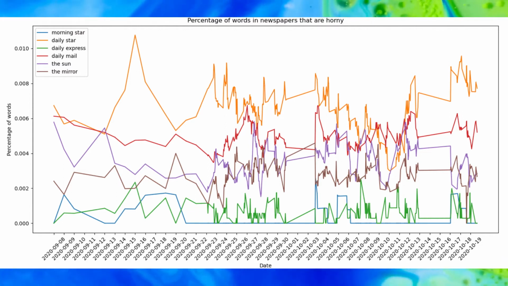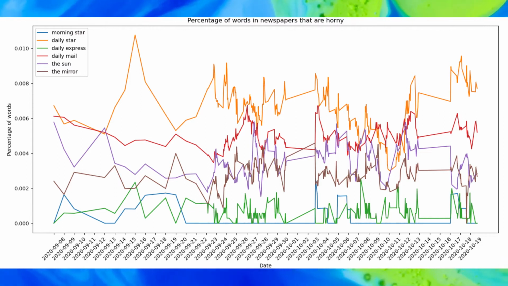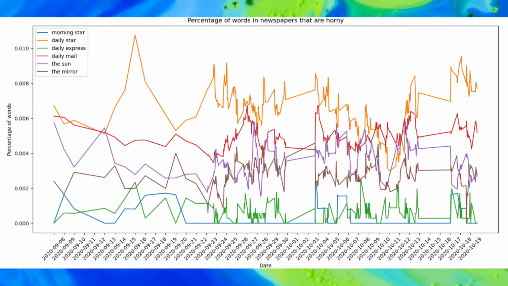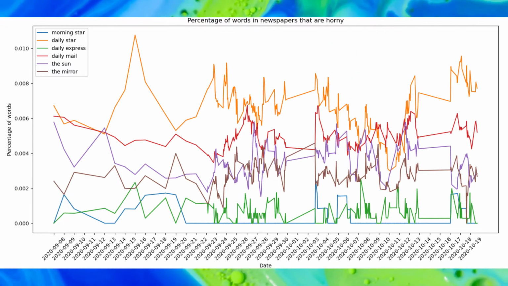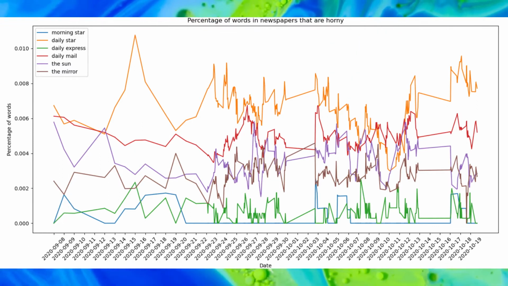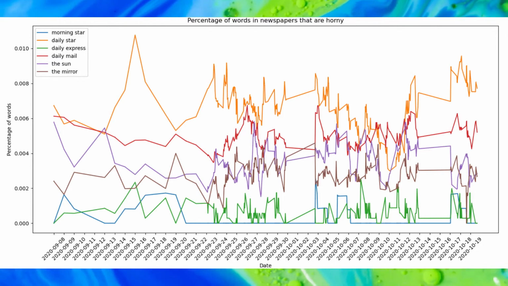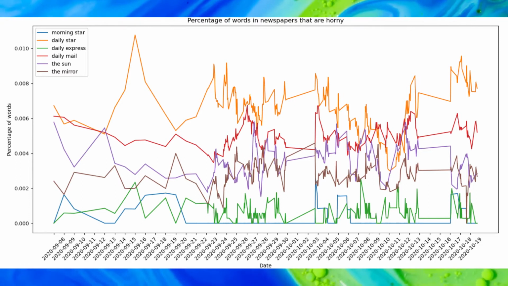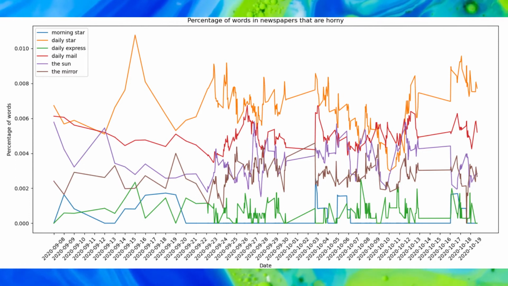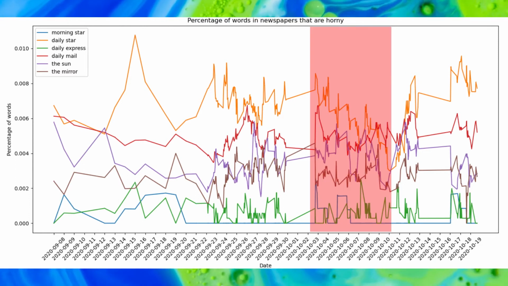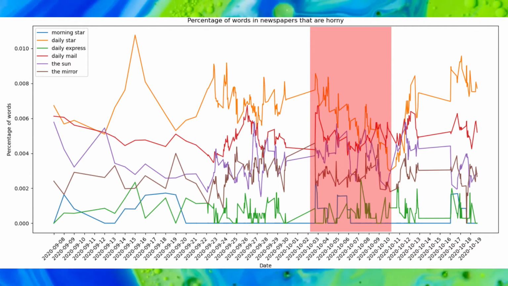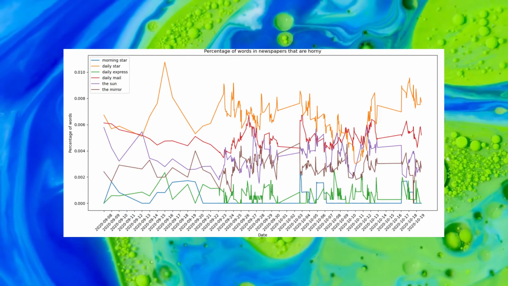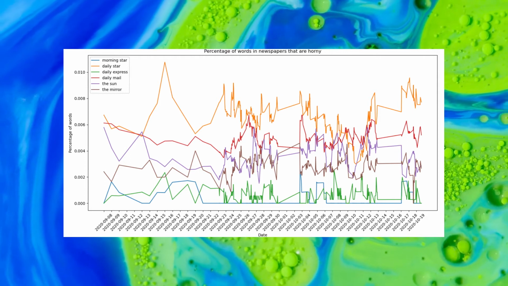Overall, the ranking of each paper in terms of horniness stays the same, with the Daily Star being on top and the Morning Star being on the bottom. The Morning Star being a socialist paper, we don't expect them to have much horny words, as socialism is horny enough. Another interesting find is that some newspapers' changes are correlated. For example, around here, we see a dip in 3 newspapers, with the rest staying constant. I think this was when Trump got COVID, but I'm honestly too busy failing my degree to check.